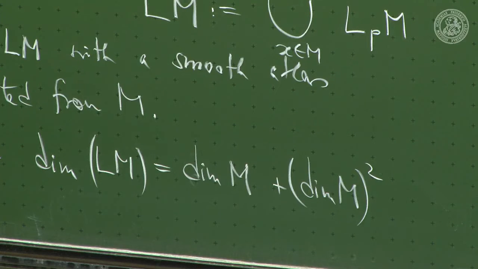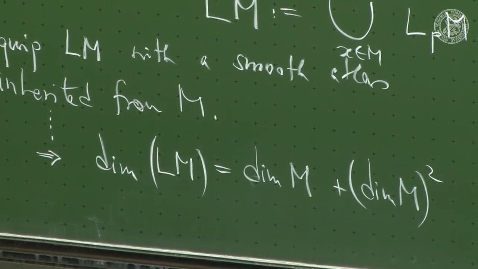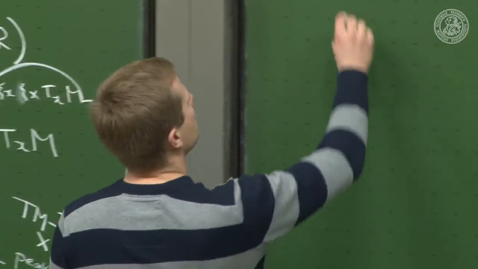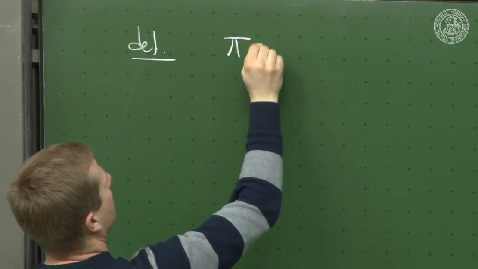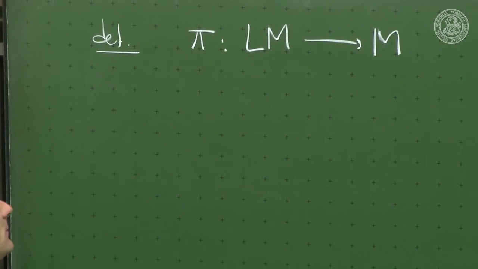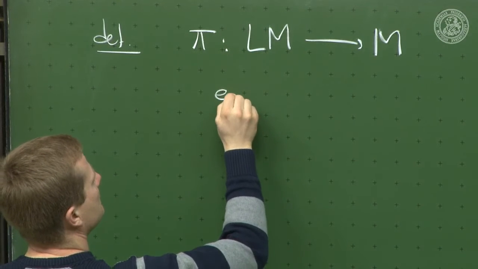Okay, so that's the frame bundle, and this is the frame bundle as a smooth bundle. No, there's something missing. What we still need is the projection map. So we define the projection map pi from Lm down to M, and this is now the apples and pears thing.